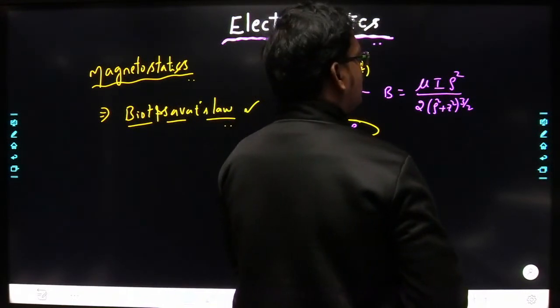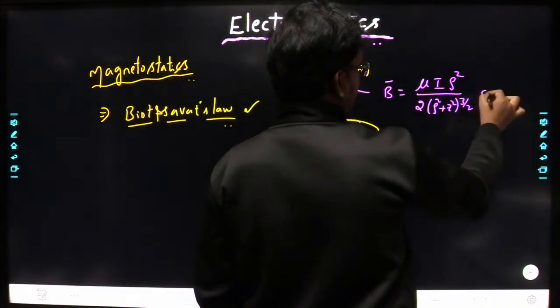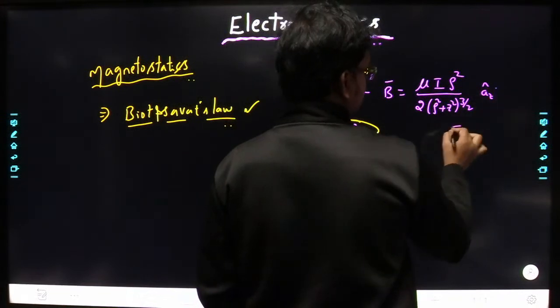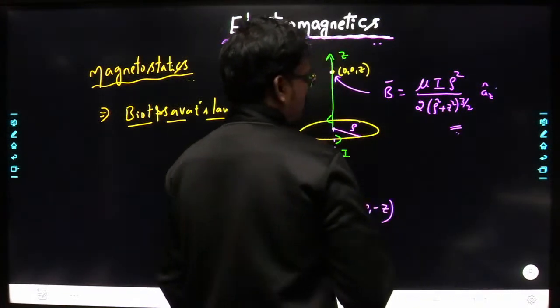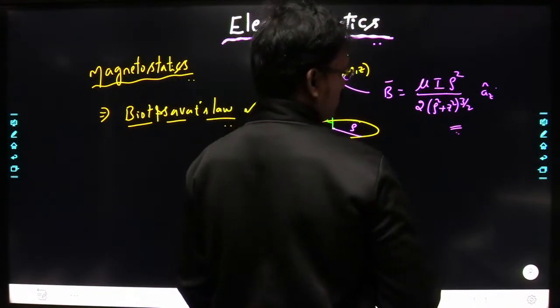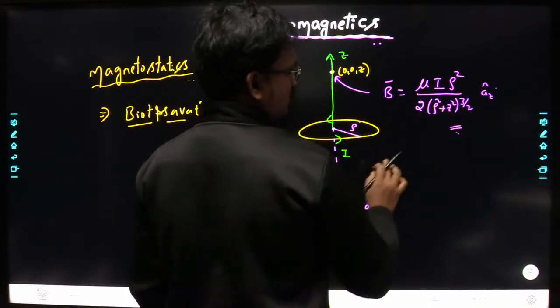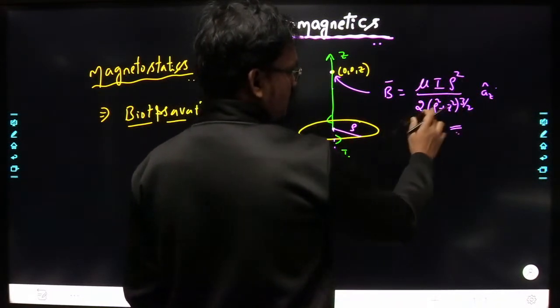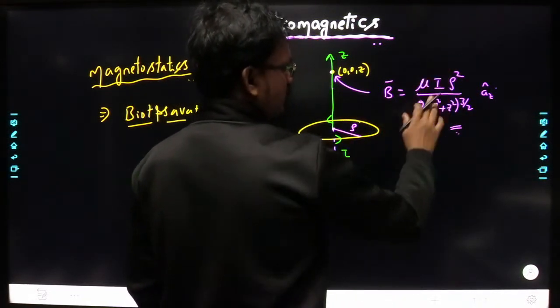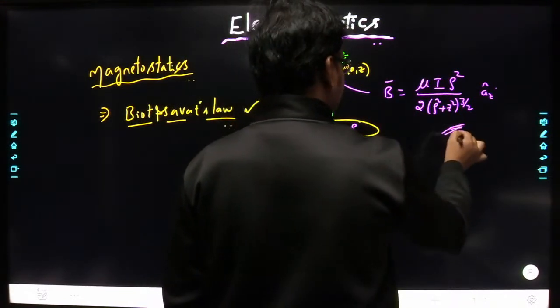Okay, I think this is the expression we got here, right? So it will point in the a_z cap direction. If you put z equal to 0, that is at the center of the circular loop, then you are going to get mu I rho square by 2 rho cube. So rho square will get cancelled, and you are going to get the same expression. Yes, correct, this expression is correct, right?